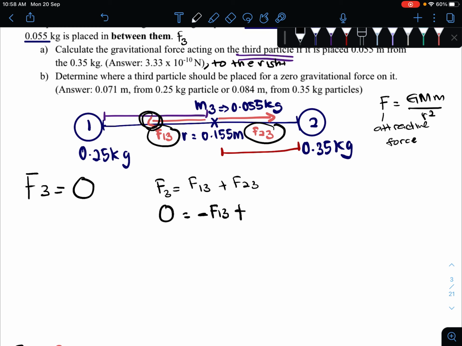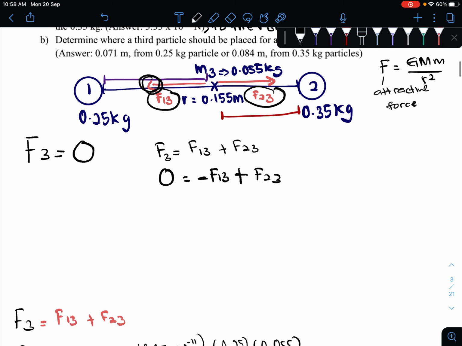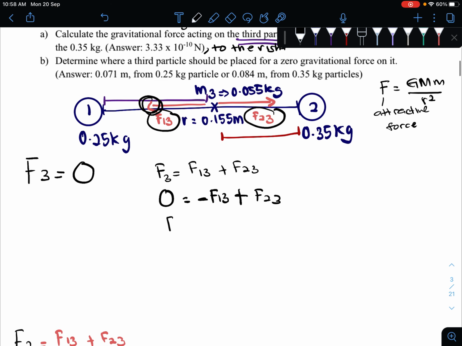Tapi direction dia ke kiri. Campur dengan F23 ke kanan. Positive F23. Dua-dua ni bila tambah kita kena dapat 0. So, which indirectly means that F13 bawa ke kiri sama dengan F23. Maksudnya dari segi magnitude, daya tarikan yang mereka akan alami adalah sama. Okay. Cuma direction mereka berbeza. So, we know that F13 must equals to F23.